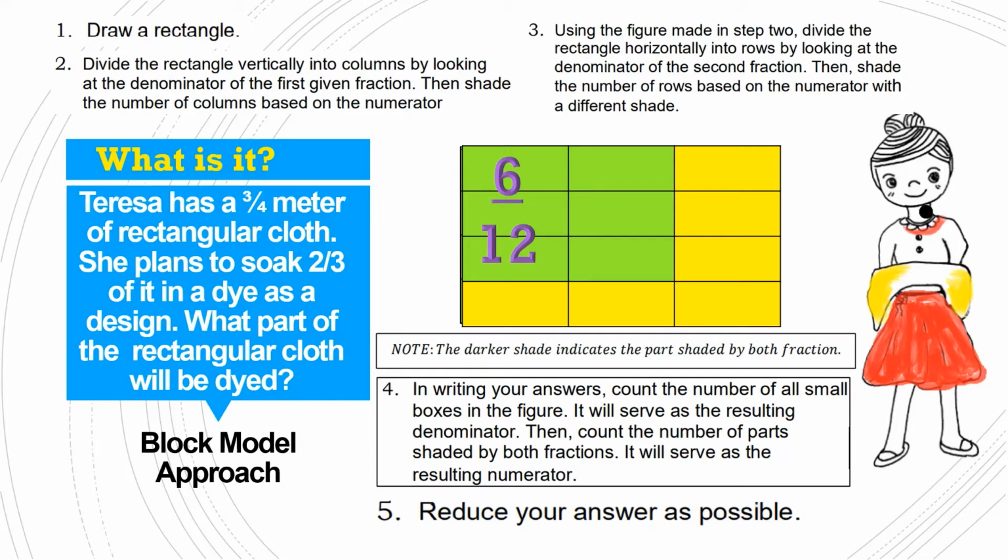So, you are going to look for a number that could divide both 6 and 12. And of course, the best number that can do that is 6. So you're going to divide 6 by 6 and 12 by 6. So you can get the answer, which is 1/2.